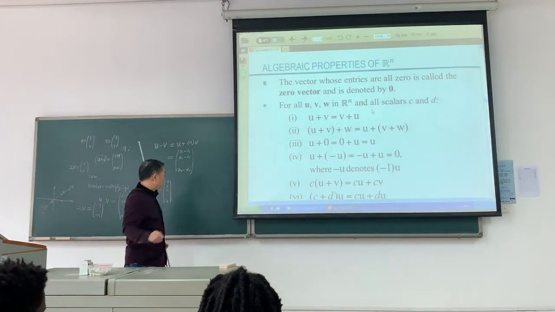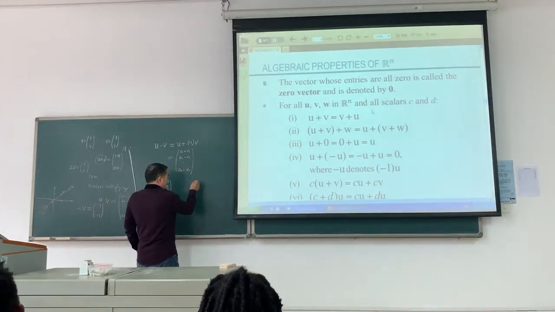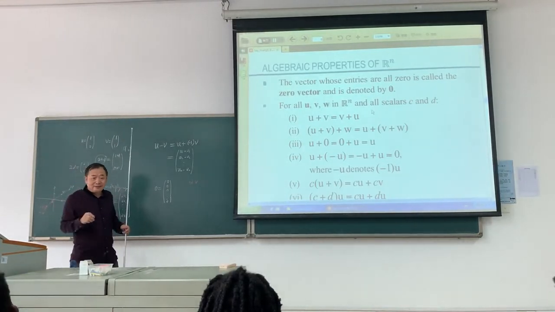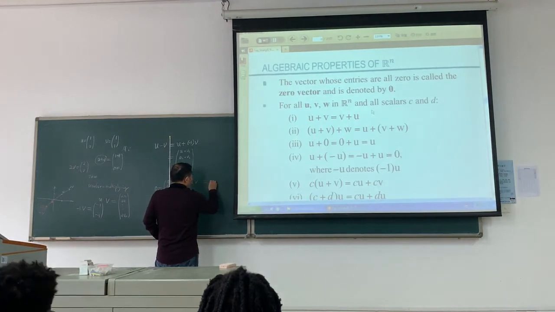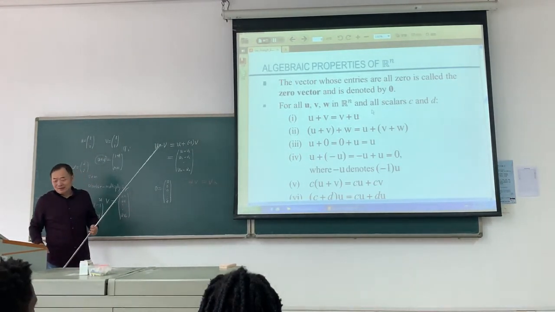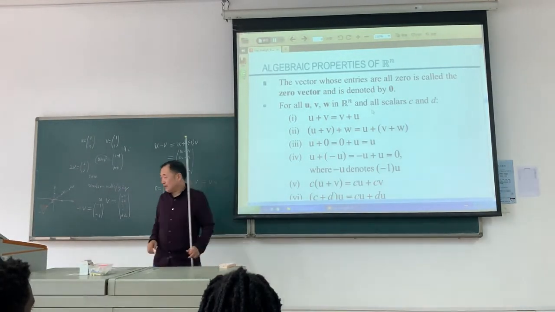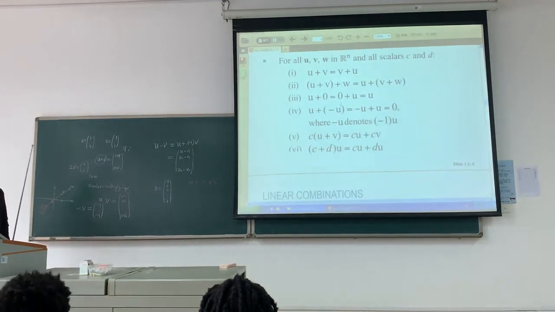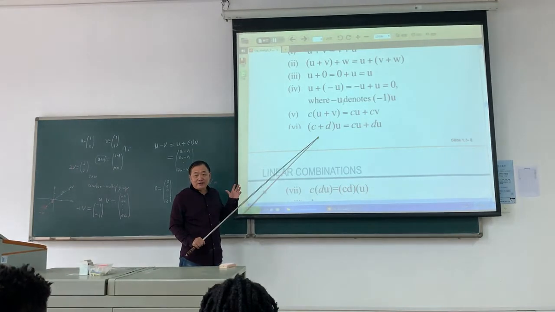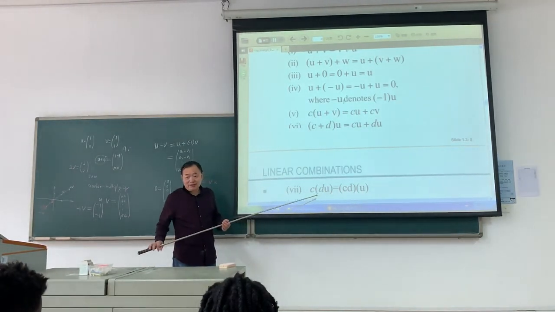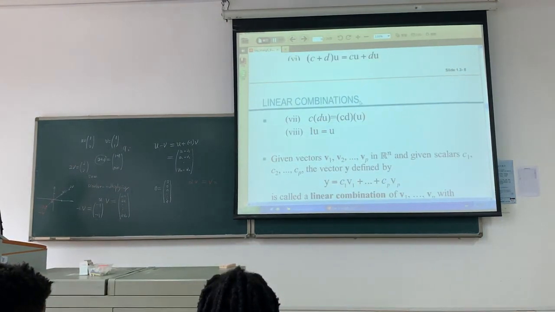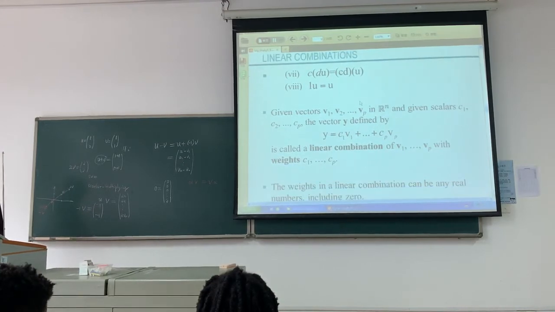Remember, alpha is a number, then alpha times V means a scalar multiple. But yes, we can also write V times alpha. This means the same. This is for the scalar operation. It is easy to check. Okay.